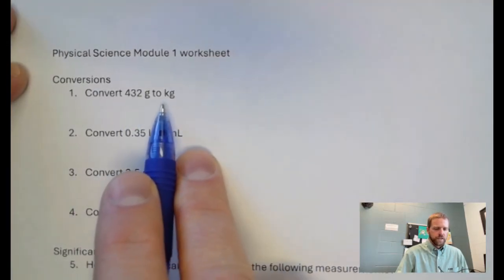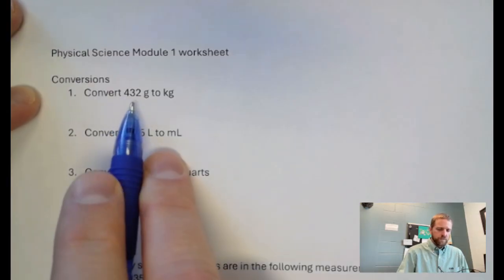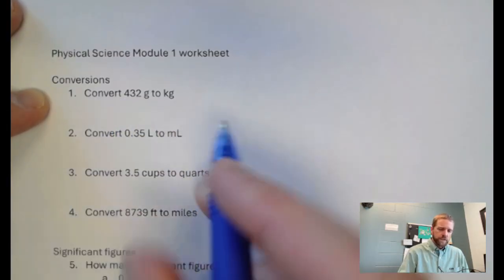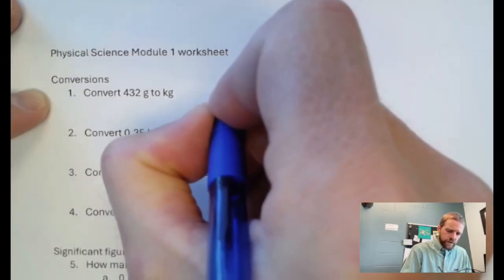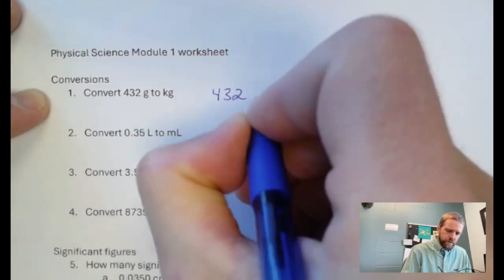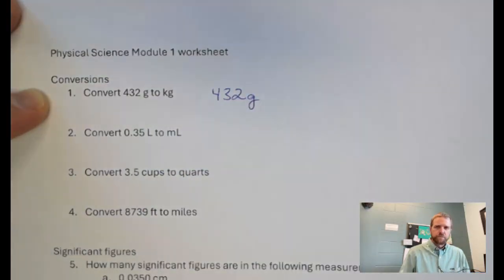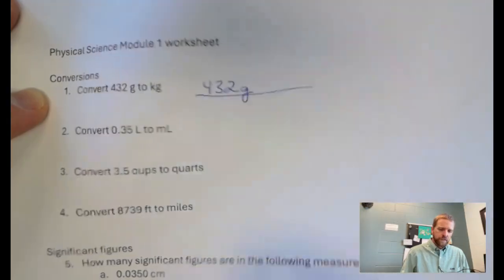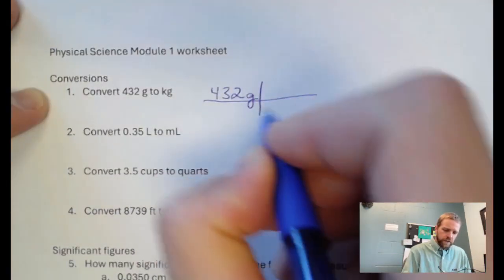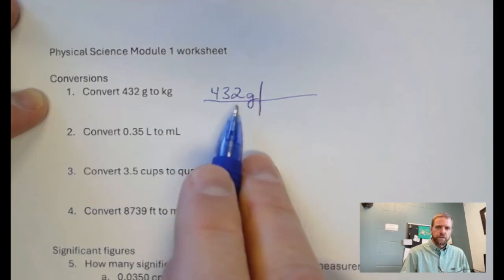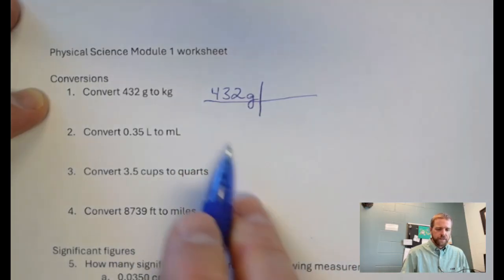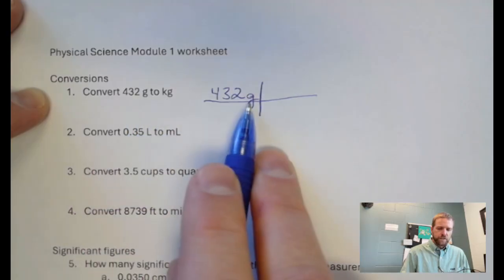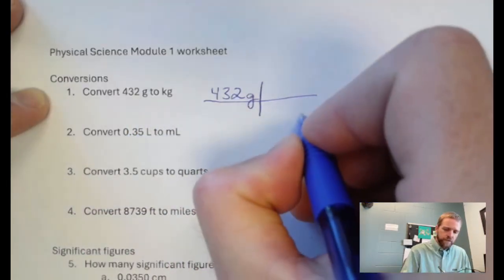So first on the conversions, convert 432 grams to kilograms. Remember that when we want to convert from one unit to another, we start by writing down what the given quantity is, and that's 432 grams. Then we draw a horizontal line, which is a big division line, and a vertical line. This says I'm going to multiply across here, and then divide everything down here. Then we put grams in the denominator and kilograms in the numerator so that the grams will cancel.